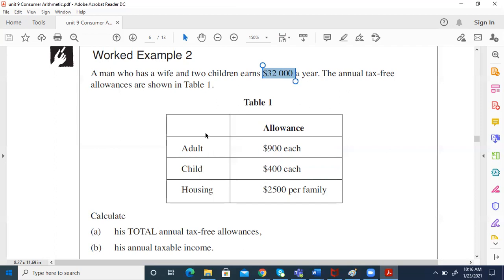That would be a good question, because one would say, does that 32,000 include the allowances or does it exclude the allowances? So I put that question to you. What do you think? I think it includes. You think it includes it? All right.